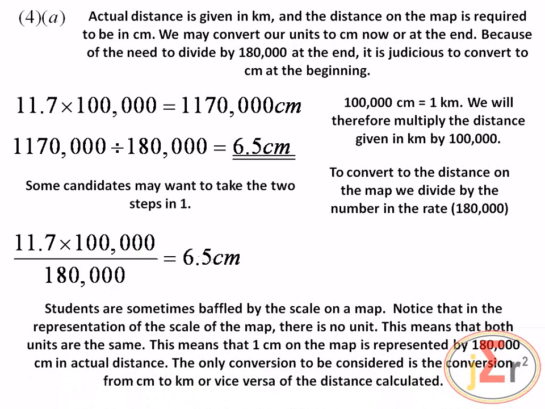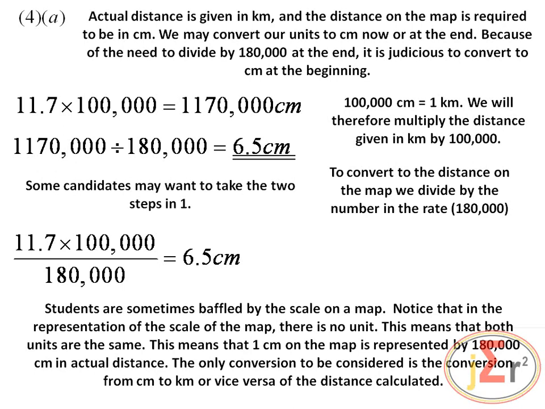Notice that in the representation of the scale of the map, there is no unit. This means that both units are the same. So if we have a ratio and no unit is in the ratio, then we are sure that the two units in the ratio are actually the same. So if we have a ratio of distances and we have 1 to 180,000, that means it will be 1 centimeter to 180,000 centimeters. This means that 1 centimeter on the map is represented by 180,000 centimeters in actual distance.